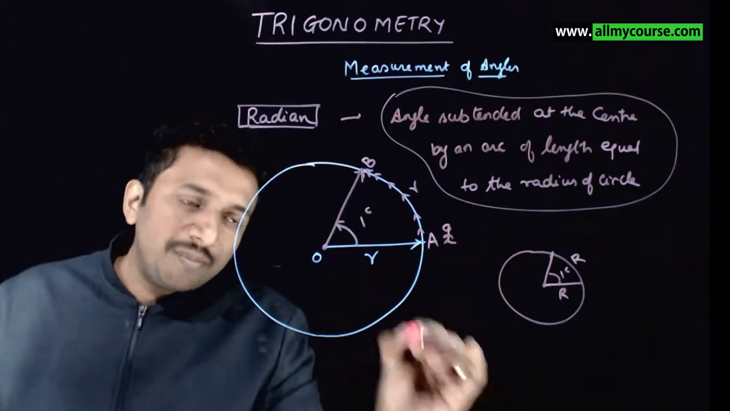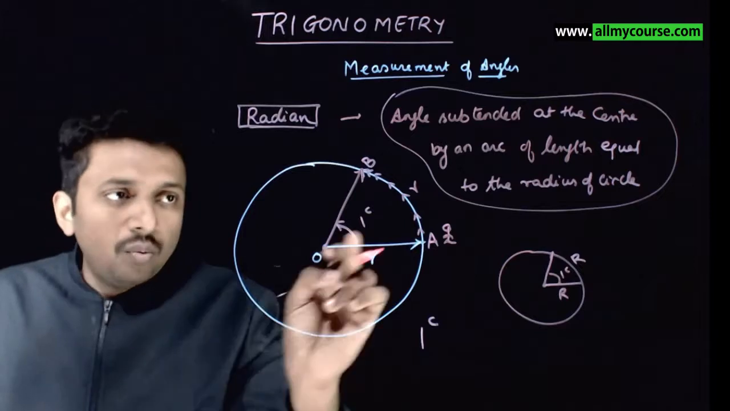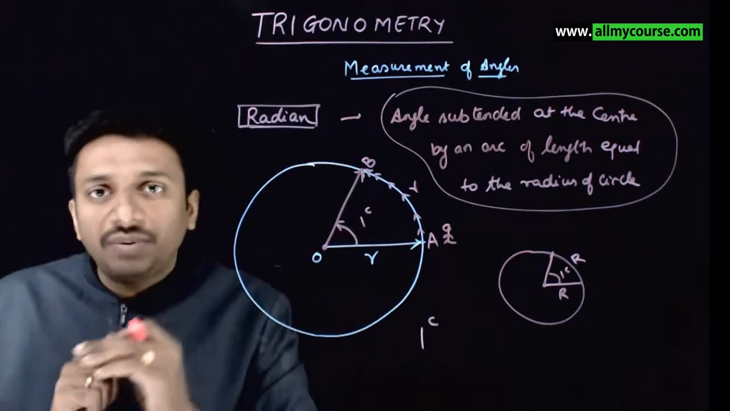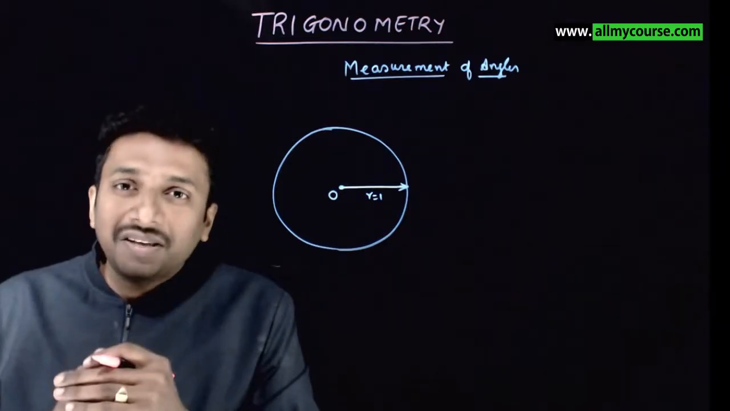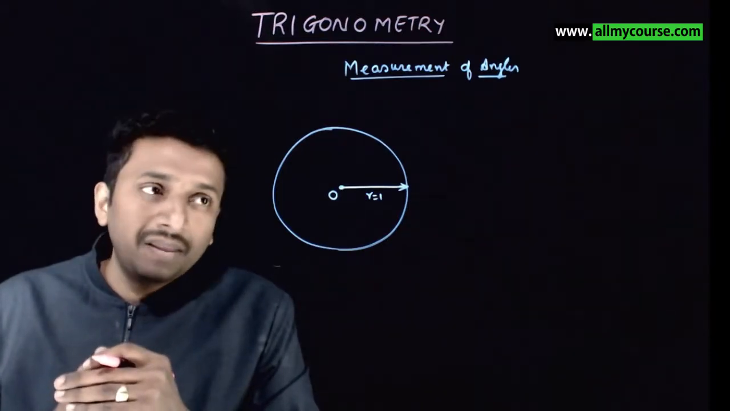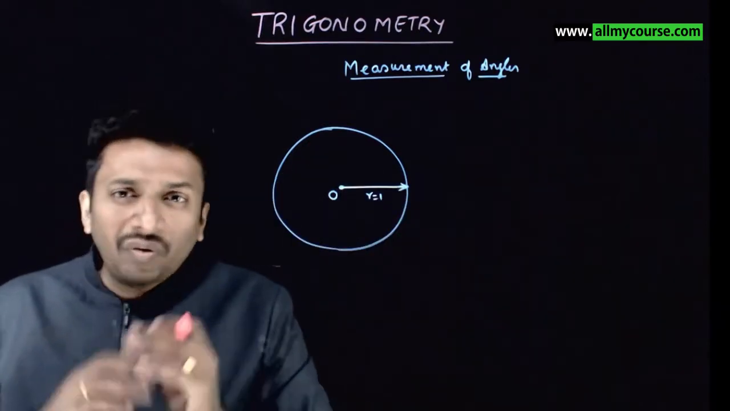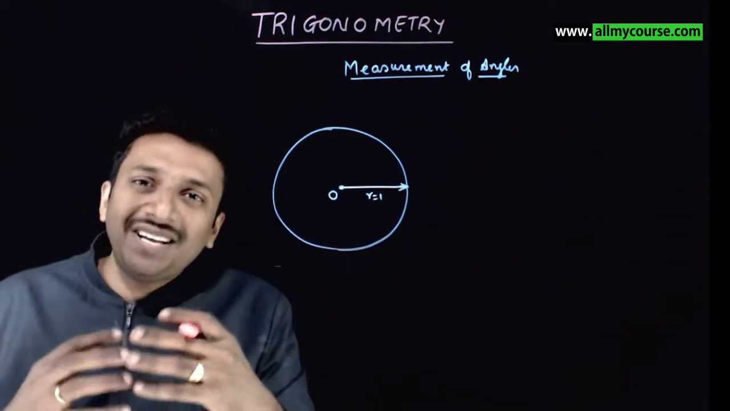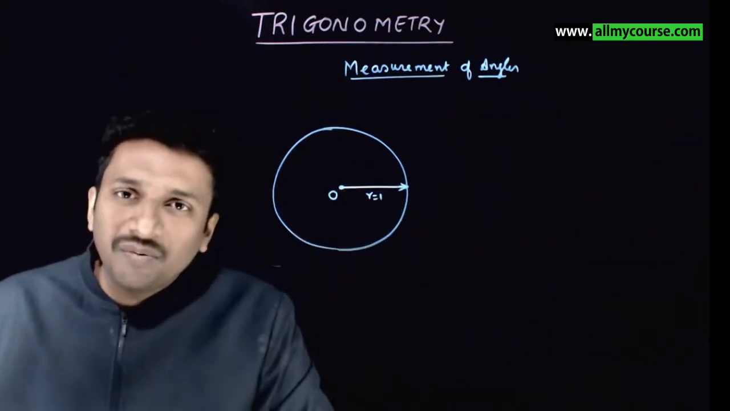And 1 radian is represented by a superscript c. So now let us try to understand this radian unit further. Let us assume that the radius of the circle is 1. We have already seen that the measure of radian does not depend on the radius of the circle. So for example, let us take r is equal to 1.